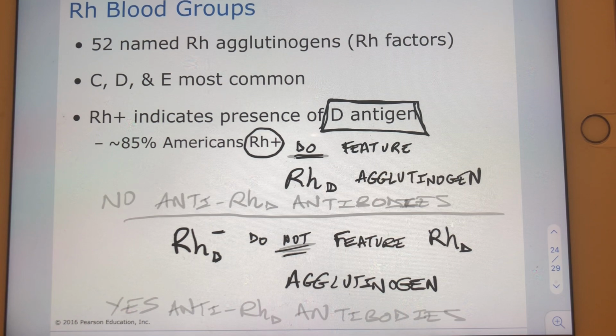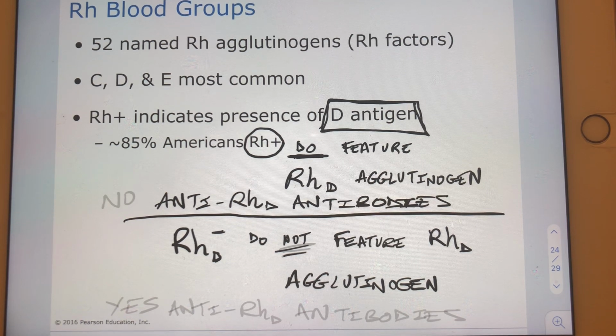Okay, well, sort of feeding off the principles that we just learned by going over the ABO blood type, you can probably infer someone, I'm going to separate these, someone who does feature the RHD agglutinogen isn't going to make anti-RHD antibodies. Because if they did, they'd attack themselves, right?